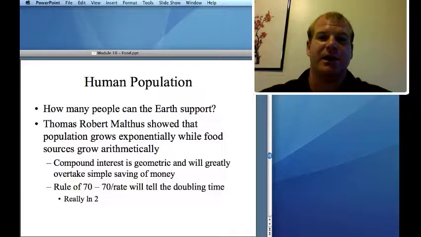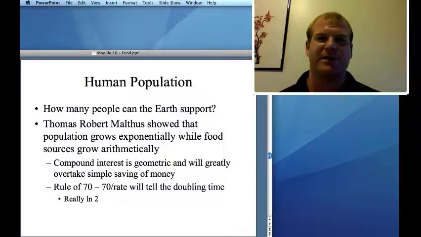Now we're not going to stop talking about food, but we'll talk about the human population. So how many people can the Earth support if we go to organic food? The answer is debatable, but it's most likely between 2 and 3 billion people. The Earth cannot support the population we have right now. And the philosopher who came up with this was Thomas Malthus. He showed that population grows exponentially while food grows arithmetically.